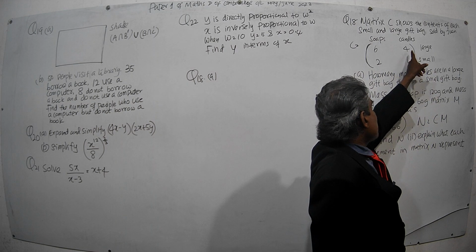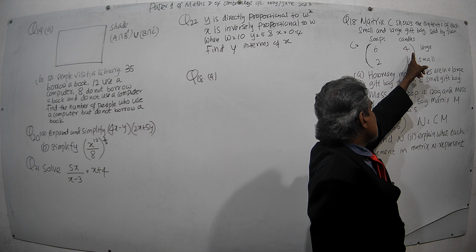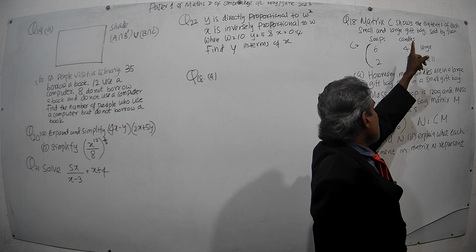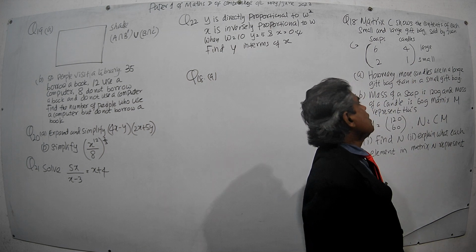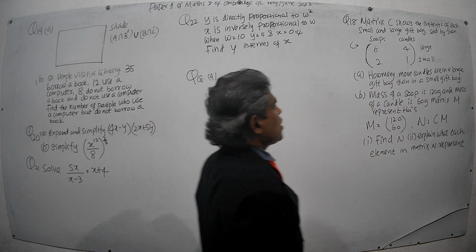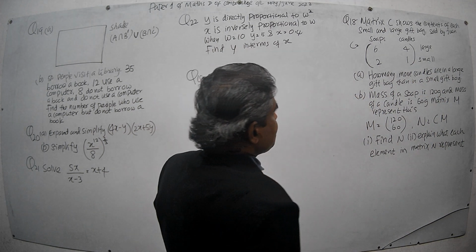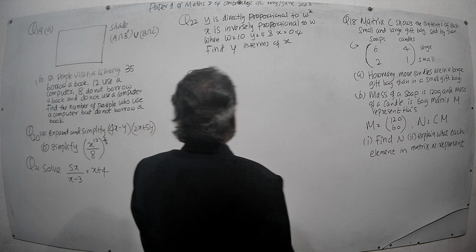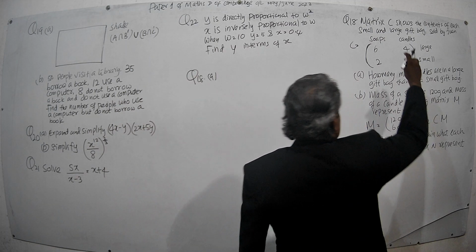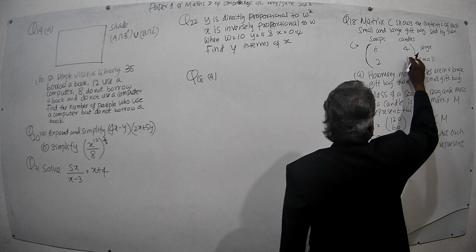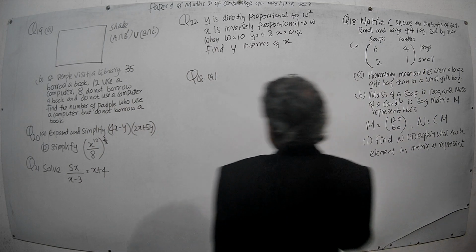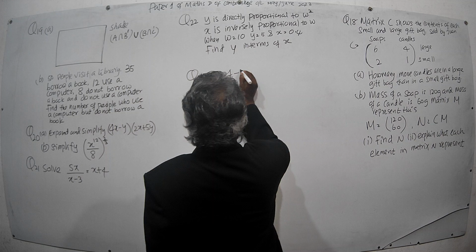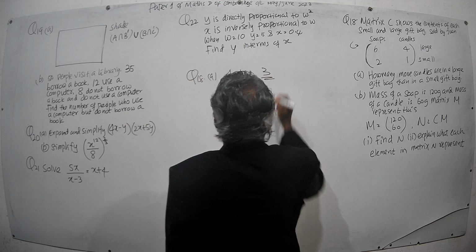Therefore, the number of candles in a larger gift bag is more by 3 than in a smaller gift bag. How do you find that? You deduct the number of candles in a smaller gift bag from the number of candles in a larger gift bag. Then that is 4 minus 1. 4 minus 1 equals 3. This is the answer for the first part.